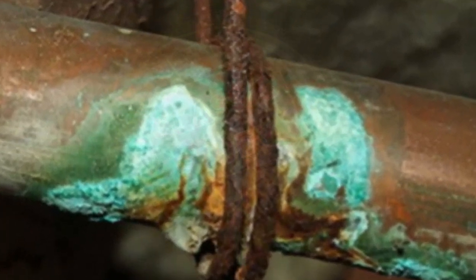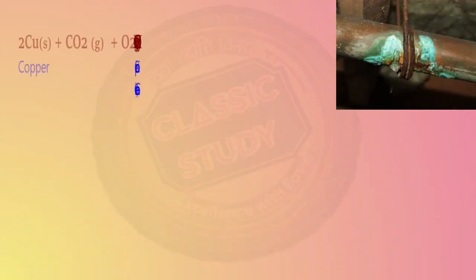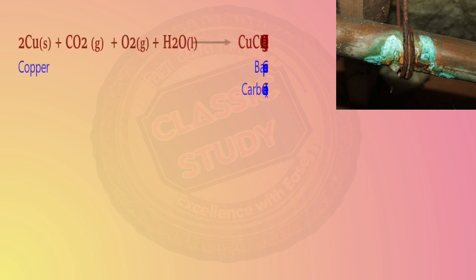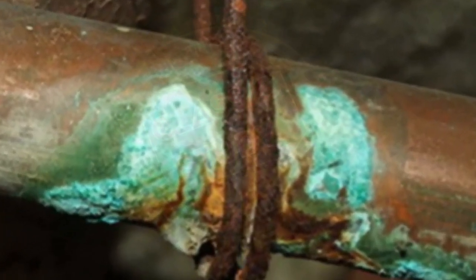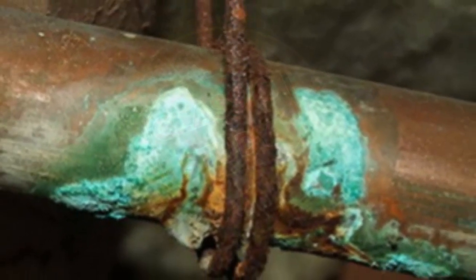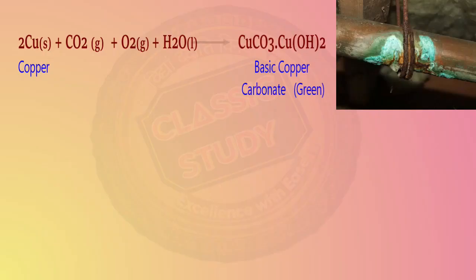Some examples are corrosion of copper. 2Cu combines with carbon dioxide, oxygen, and water present in air, leading to formation of basic copper carbonate, which is greenish in color, CuCO3.Cu(OH)2. So if we expose copper objects to moist air, we can see a greenish discoloration which is formed because of a coating of copper carbonate that appears because of corrosion.